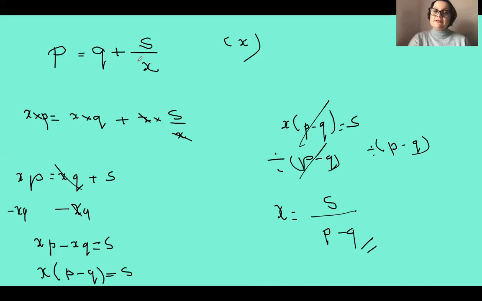So it doesn't matter if the subject appears in the denominator, you can still get rid of this denominator by multiplying each term by x, and getting rid of the x in the denominator doesn't mean that you get rid of the subject, all right?